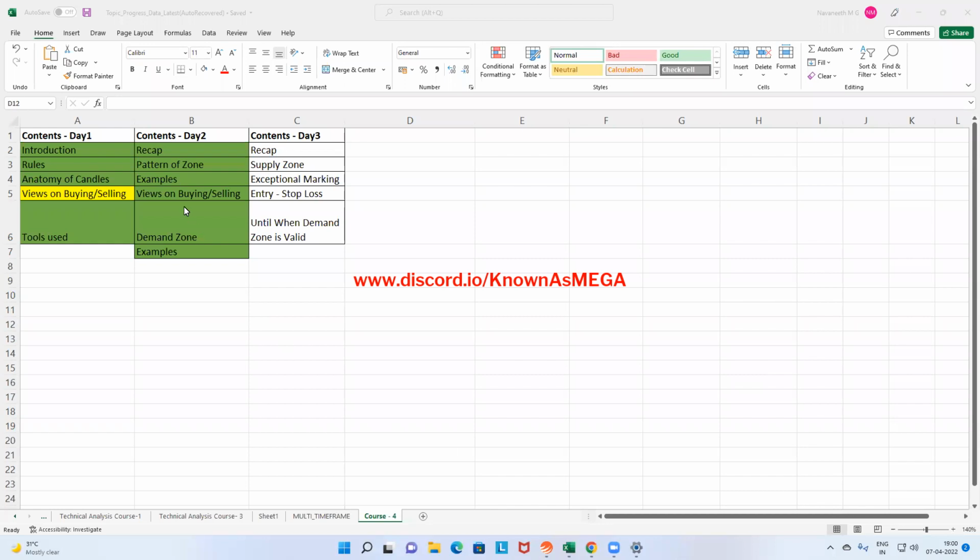In the previous class, we studied what is pattern of a zone. We studied some examples of pattern of a zone, and we saw views on buying: what is a strong buying, what is a normal buying, and what is a very strong buying. We also saw what is a demand zone. Institutional pending orders are called demand zone, where the price picks up those pending orders and goes up. And we saw some examples of demand zone as well.